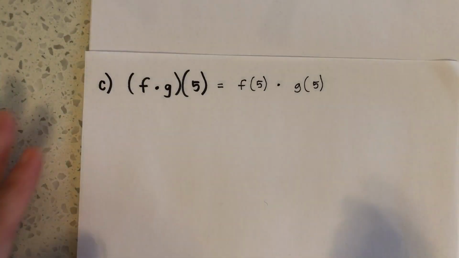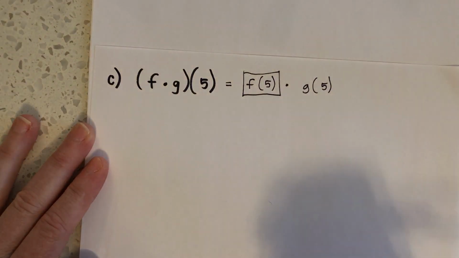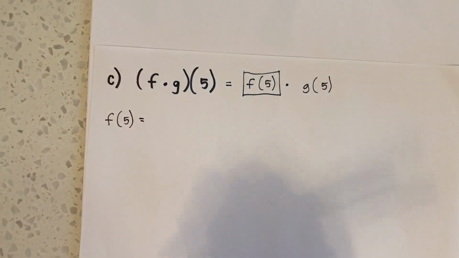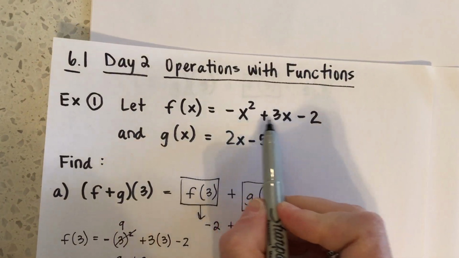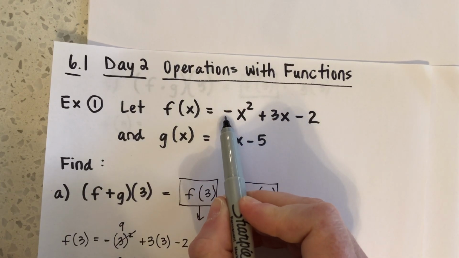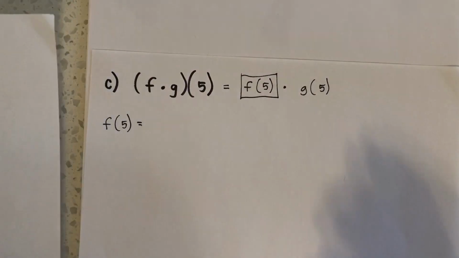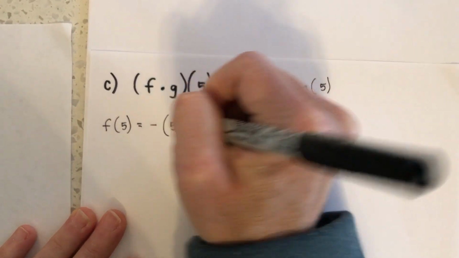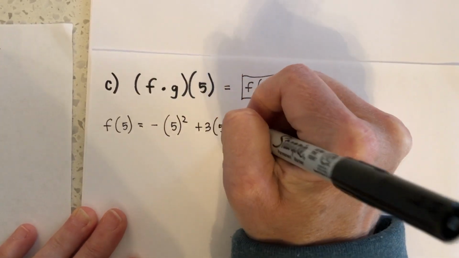So treat them like two separate problems. First, find out what f of 5 is equal to. So f of 5, I have to plug 5 into f of x. So I have to plug 5 into this function right here. So minus 5 squared plus 3 times 5 and then minus 2.